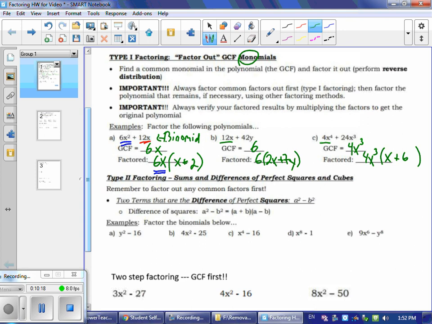So the first thing you do is always look for a greatest common factor. And obviously there can be more than binomials. There could be 3 terms, 4 terms, 7 terms. However many terms there are, if you have something in common, do the greatest common factor first. If not, we move on to the other stuff.